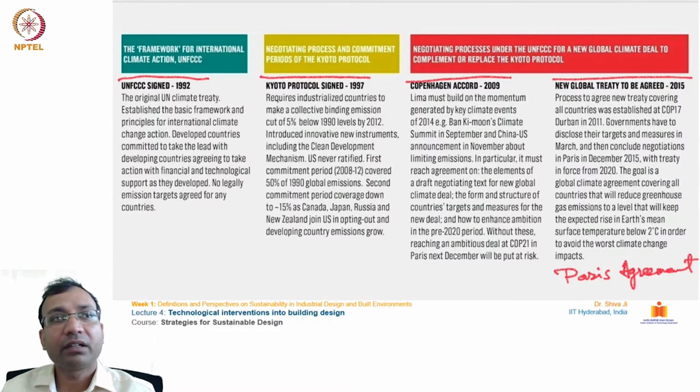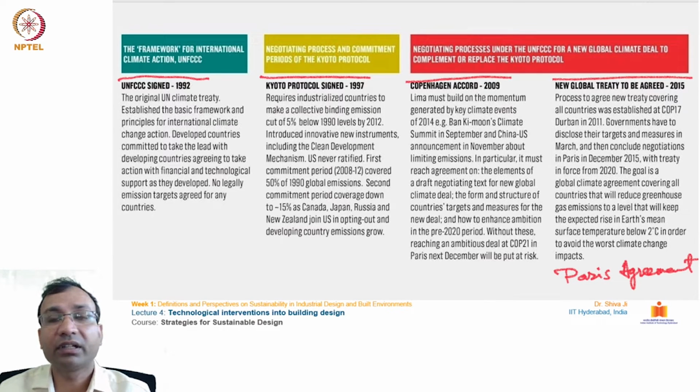Majorly, we can see through this slide the four stages of how international conventions have happened over time. There are several landmarks during this period, but these four can be taken as the landmark ones, which can be called turning points in international conventions as far as sustainable development is concerned.